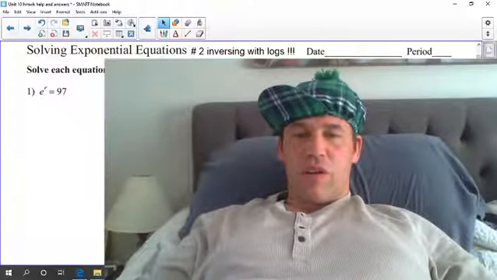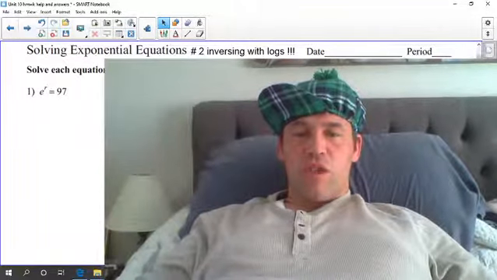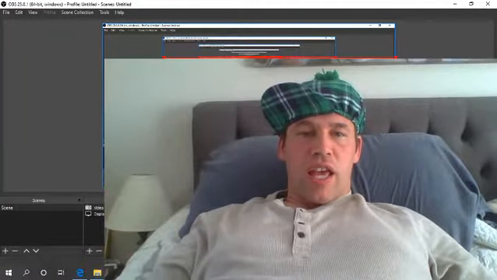So, we're going to be working on solving exponential equations, number 2, with inverse, with logs.